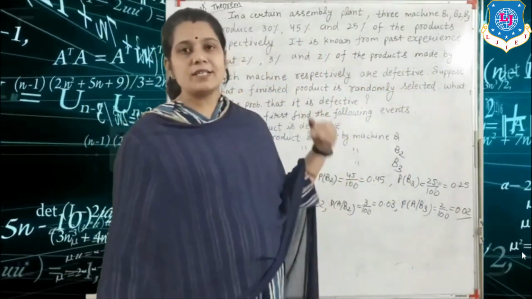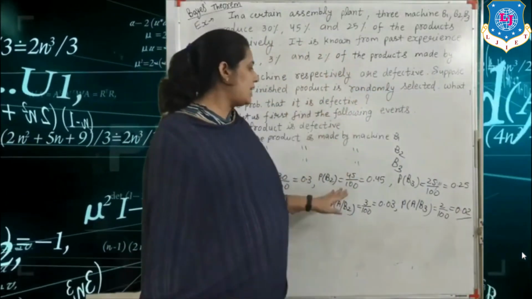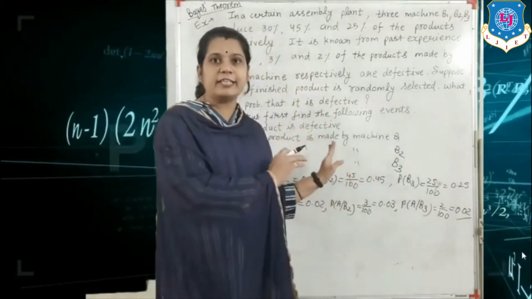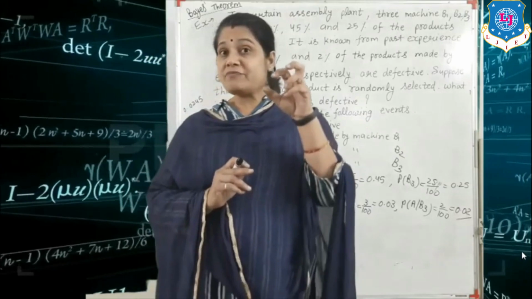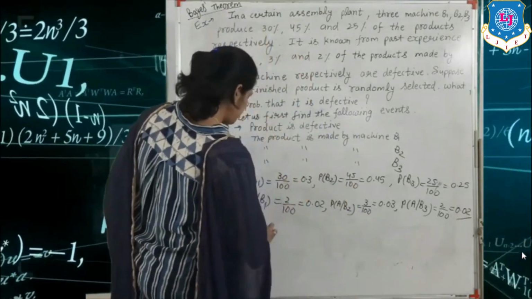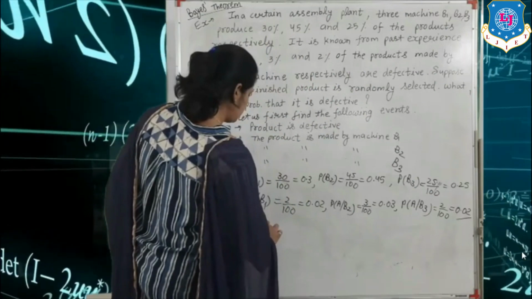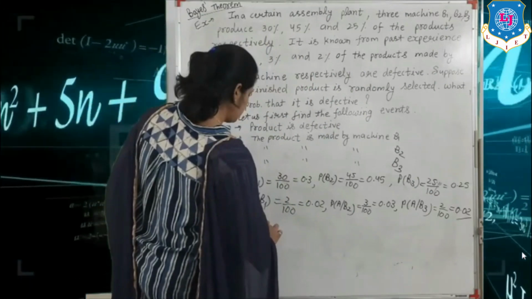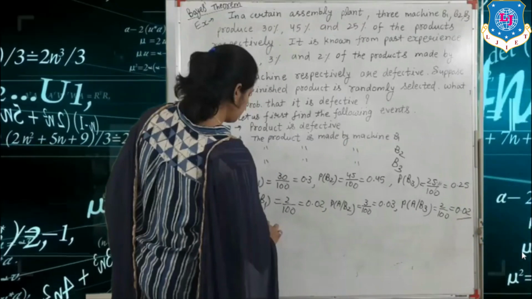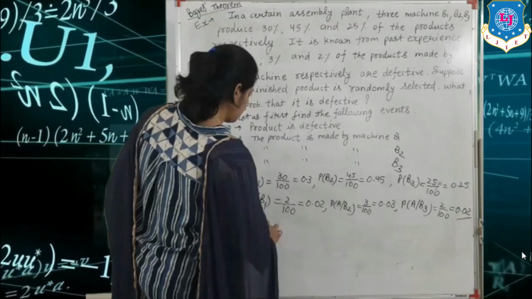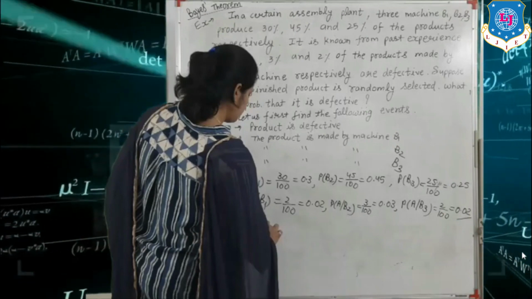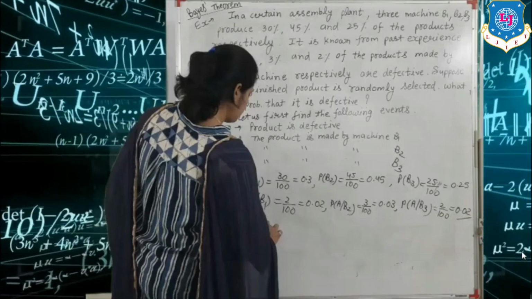Okay, so first we write all these values depending on our question. All these values are already given in your question, but we find the probability of A. So probability of A means we find the probability that the product is defective, and we consider A equal to the product is defective. So first here we find the value of the probability of A.